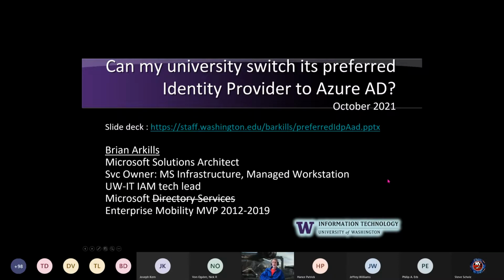I work in our identity and access management business service at the UW in Central IT. I'm a tech lead in that team among several tech leads. I also do a lot of work in the Microsoft area and have been an MVP in the past.